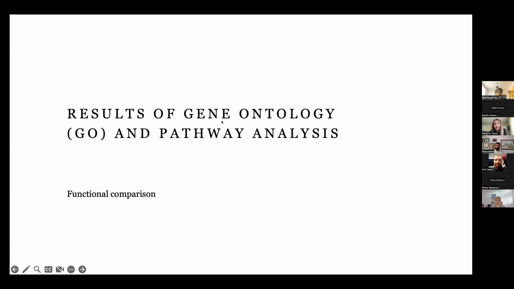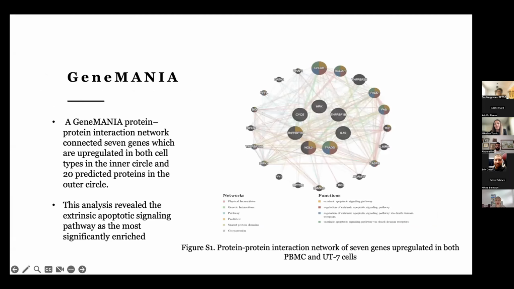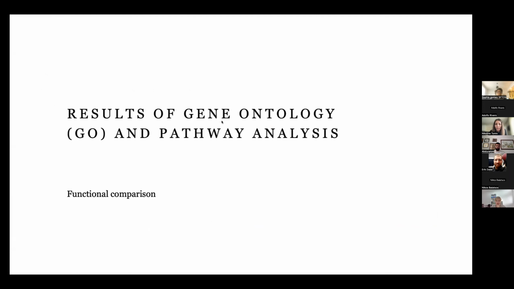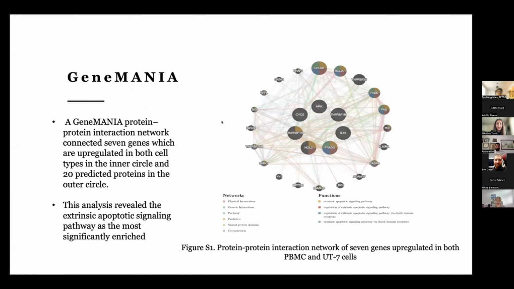After these results, we wanted to further analyze the function of the genes that were observed as differentially expressed. In GeneMANIA, we assessed in more depth the function of the 7 genes which stood out in the dumbbell plot. In the GeneMANIA protein-protein interaction network, those 7 genes are connected in the inner circle with 20 predicted proteins in the outer circle, and this analysis revealed that the extrinsic apoptotic signaling pathway is the most significantly enriched.